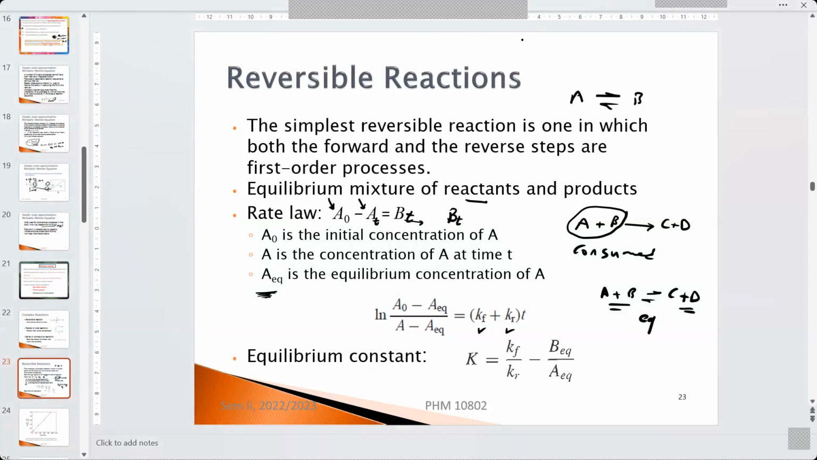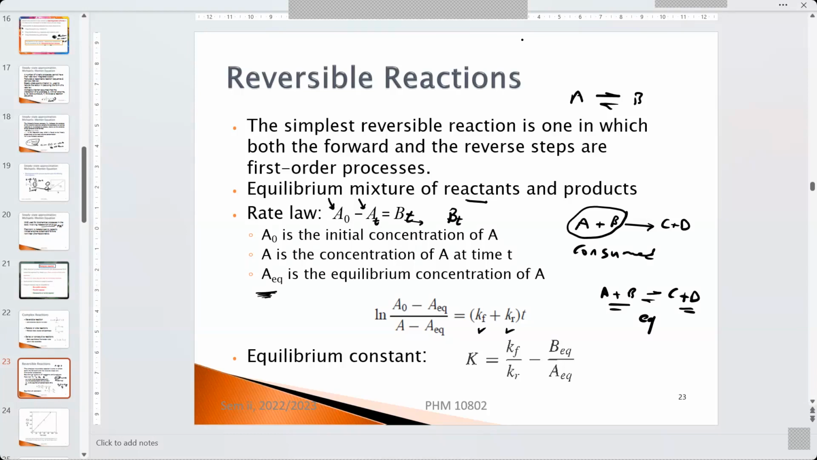times t. So ln, this is about first order. Both reactions, forward and backward, are first order reactions. Then ln of the initial concentration minus the equilibrium concentration, divided by the concentration at time t minus the equilibrium concentration, equals Kf plus Kr times t. Okay?